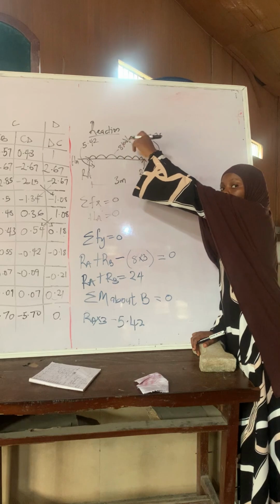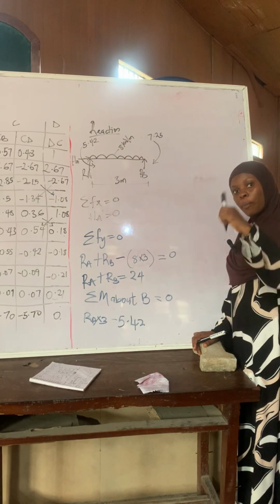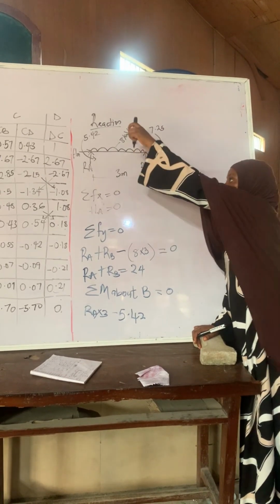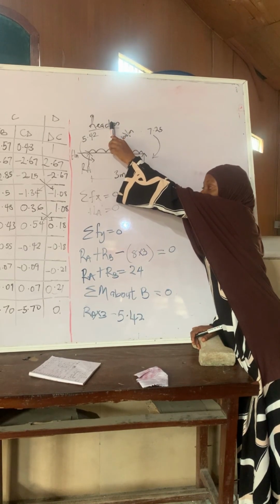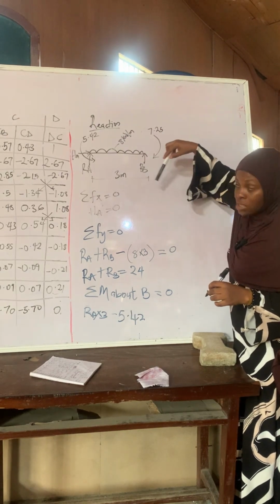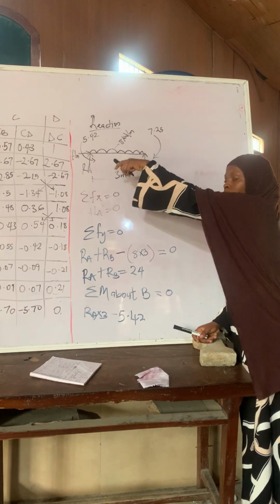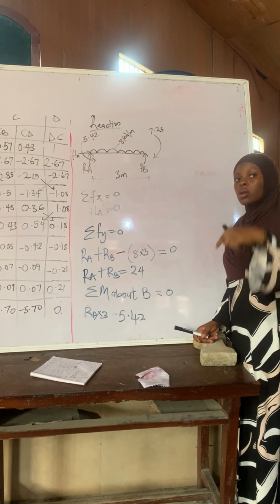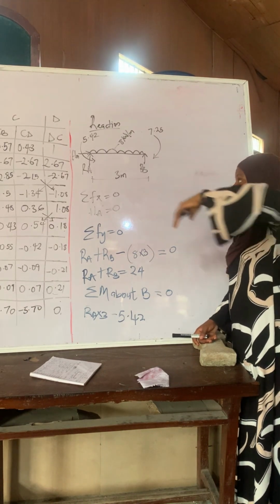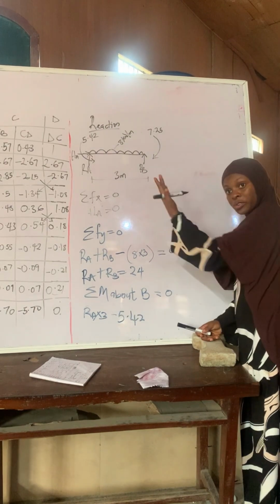Then this UDL, you turn into a point load, which is 8 multiplied by 3. That point load will be acting at the center of the beam, which is 1.5. That means if it is acting at a distance of 1.5, your moment is going to be the point load multiplied by the distance. That's 8 times 3 multiplied by 1.5. You are going to turn this UDL to a point load, that's 8 times 3, and it will be acting at the center of the beam. So what will be your distance? 1.5, right? Yeah.